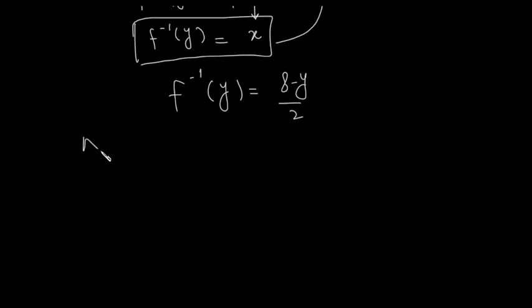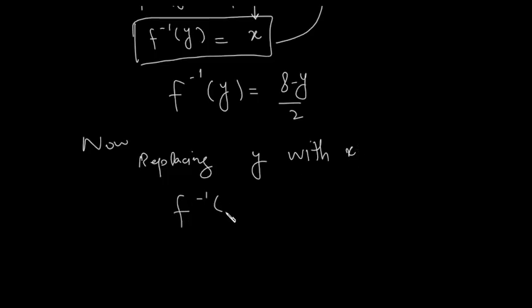Now by replacing y with x, so we have f inverse x is equals to 8 minus x by 2.